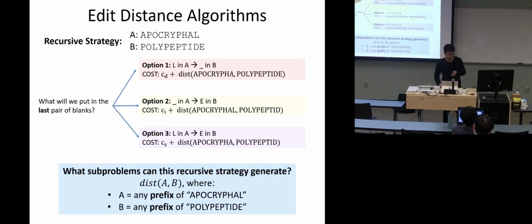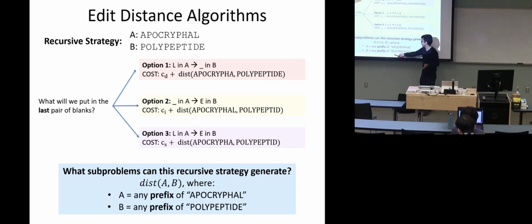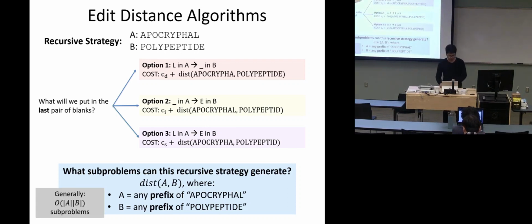And why is that? Because when you recurse here, you know that A is always the prefix of the whole word here, and B is always the prefix of the whole word here. How many prefixes of this are there? Something like the length of the original A. And how many prefixes are there of this? Just the length of the original B. So that's the number of subproblems you will look at. That's a good sign, right? When there are a small number of subproblems.